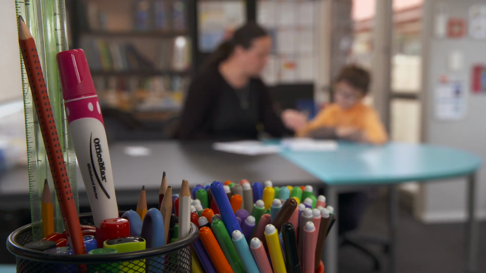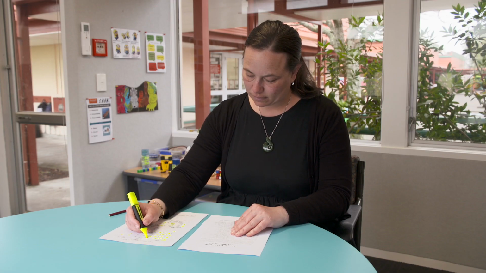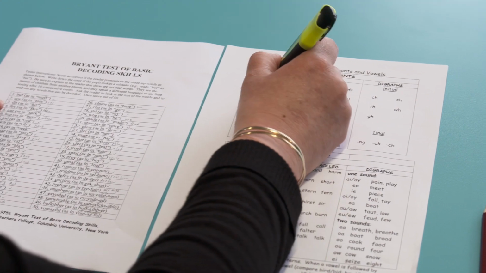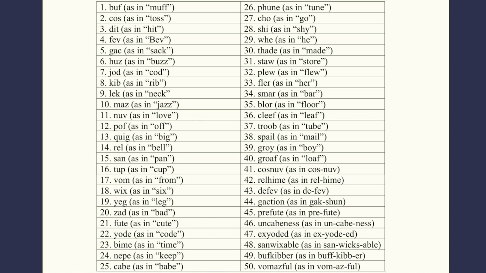The next step is to analyse the errors the student made in order to determine next steps in teaching. The raw score out of 50 is not enough to identify what deliberate acts of teaching are required. There is a progression of learning from single consonants to consonant blends and consonant digraphs, then short vowels, long vowels, R and L affected vowels, and vowel digraphs.